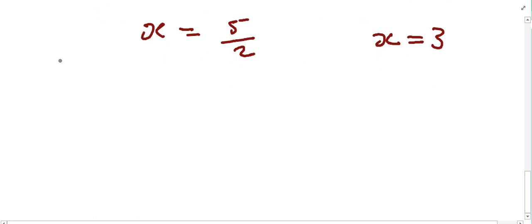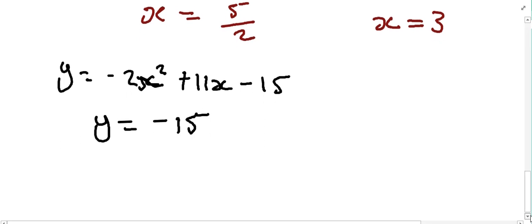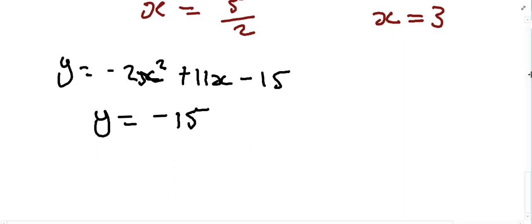So those are the x intercepts of that equation. When you talk of the y-intercept, we have been given that y is equal to negative 2x squared plus 11x minus 15. So to find the y-intercept, you just put 0 on x, so that will give us negative 15. Okay, negative 15. All right, so the y-intercept is mostly the constant number. Now, since we have found the y-intercept and the x-intercept, which will be used in the second part of the question.